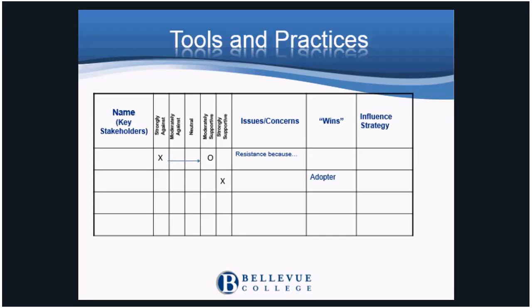One approach is to get the resistant stakeholder involved in the project. Another way is to leverage strong supporters to influence the resistors. The steps and outcomes of the change management process can be tracked on the stakeholder analysis tool.